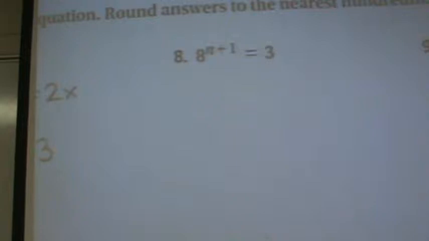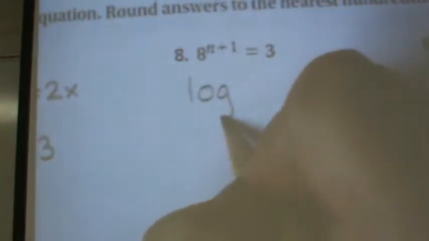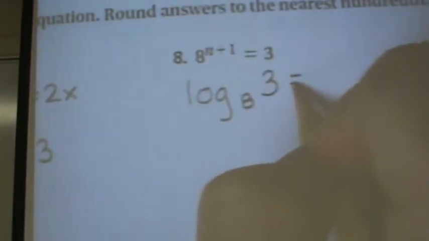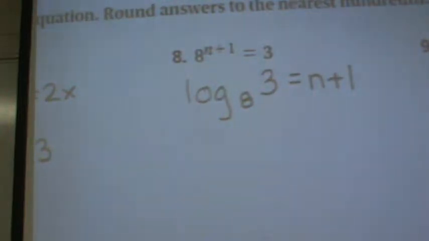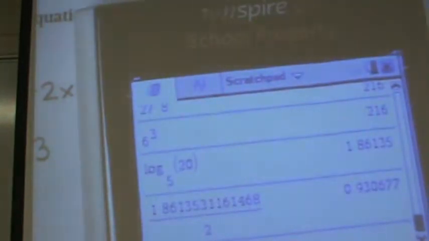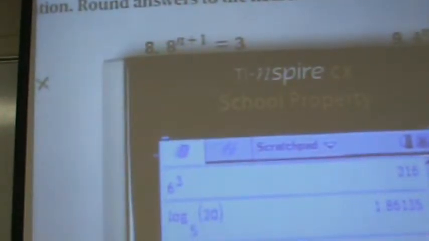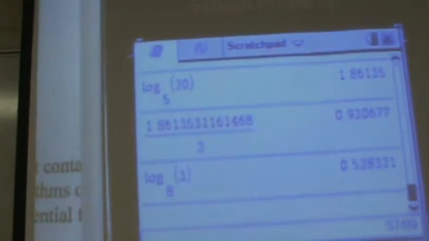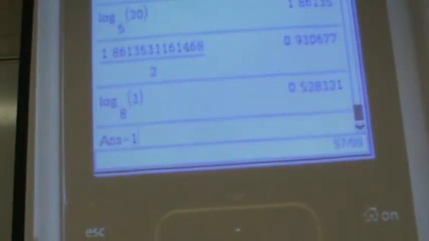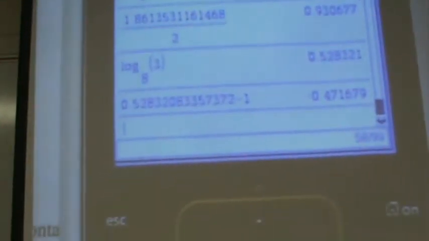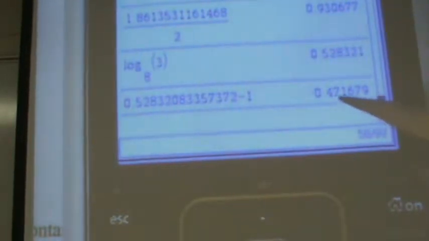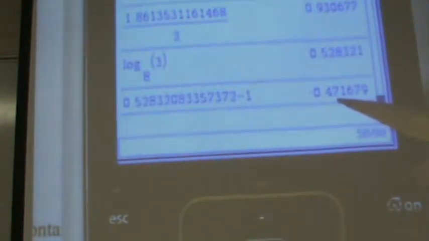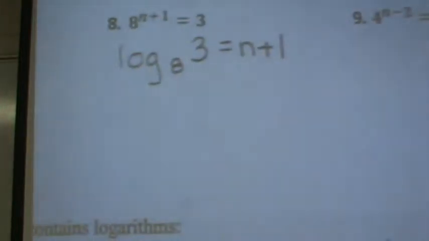Number 8. This is review. How do you rewrite this in log form? Log of 3, base of 8, plus 1. Beautiful. So what do you do? Type it in. Get your answer, and then what do I do with that answer? I'm going to subtract 1. Okay, let's work on rounding our answer to the nearest hundredth. What would you write? Negative 0.47.